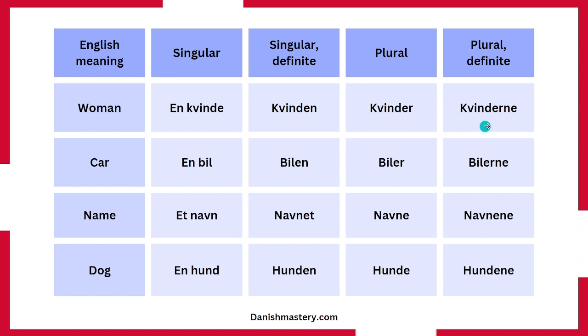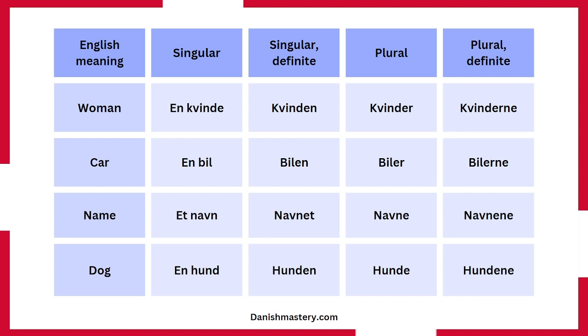Kvinder. Kvinderne. Right, so of course this is woman. En kvinde. Kvinden. Kvinder. Kvinderne. Oh, and a little side note. I remember some Americans pronouncing this like que, like it's a Q. It's not a Q, it's a K and a V, okay? So, kvinde, kvinden, kvinder, kvinderne.